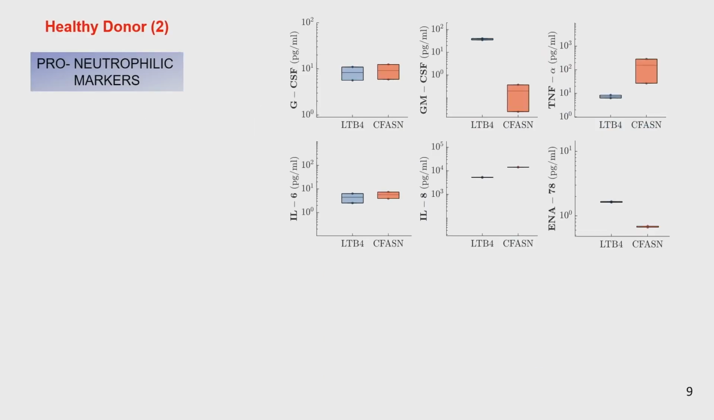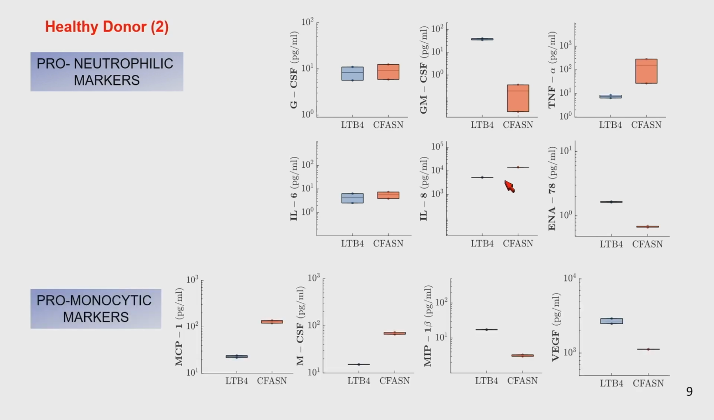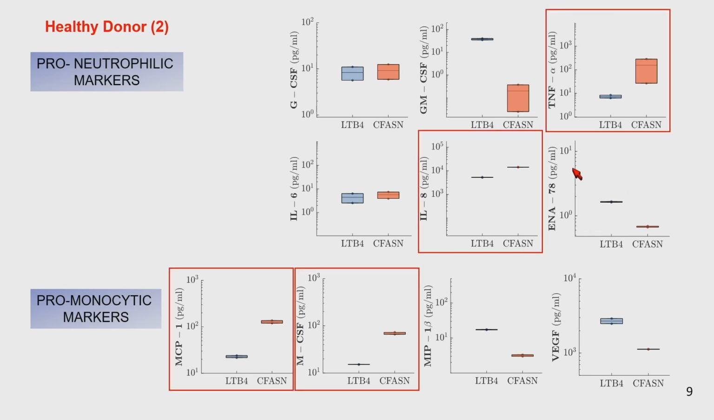Now, in our first pilot study, we found that the pro-neutrophilic markers, such as IL-6 and IL-8, are upregulated, as well as pro-monocytic markers like MCP1, MCSF, and TNF-alpha as well. This certainly suggests that there is an upregulation of some of the pro-monocytic and neutrophilic markers in CFASN recruited neutrophils. The red ones here are the CFASN recruited neutrophils, or the GRIMs, and the blue suggests the healthy neutrophils. And these are coming from 2 healthy donors.